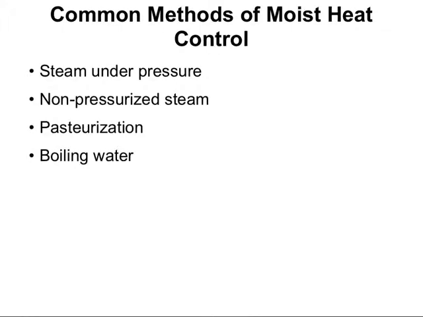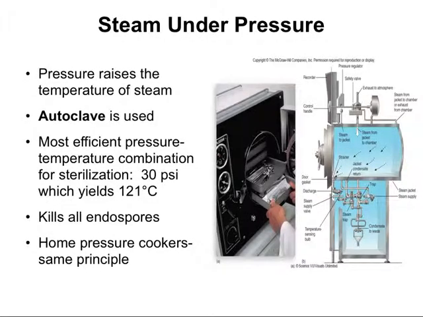So there are several common methods of moist heat control. We can use steam under pressure, non-pressurized steam, pasteurization, and boiling water. Let's begin by looking at steam under pressure. In order to do this, we need to understand a little bit about the relationship between temperature and pressure.